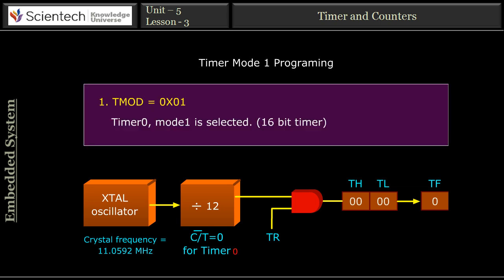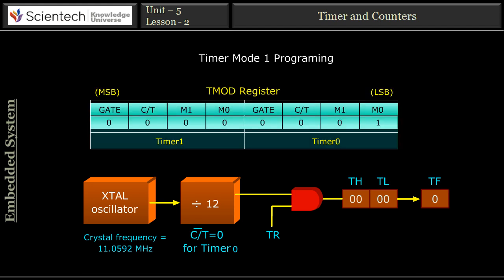TMOD equals 0x01. Load the TMOD register, indicating which timer is to be used and which timer mode is selected. In this case, we want to use timer 0 and mode 1. So first, let's understand how to find the value which we put in the TMOD register. As we see in the animation, in the structure of the TMOD register, the lower 4 bits are for timer 0, and the upper 4 bits are for timer 1.